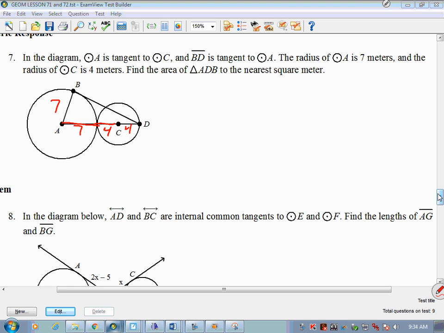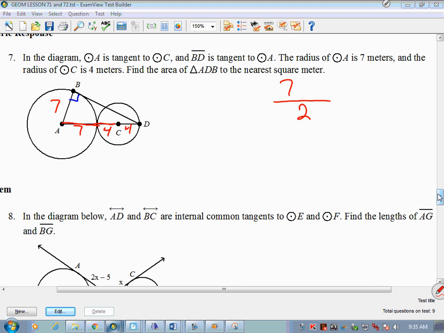Okay, now we don't know the length of BD, but if BD is tangent to circle A, what do I know about angle ABD? It's a right angle, okay? Because the tangent line and a radius will meet at a right angle, right? So if we want to find the area, same formula again, base times height divided by 2. What's my base in this question? 7. Do I know the height? No. Okay, so what formula do I use to find it?